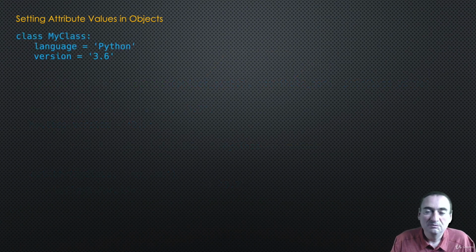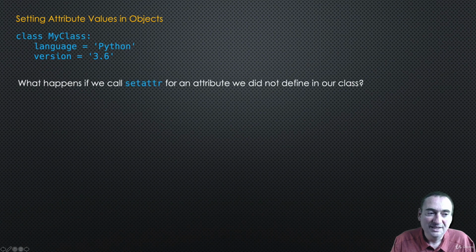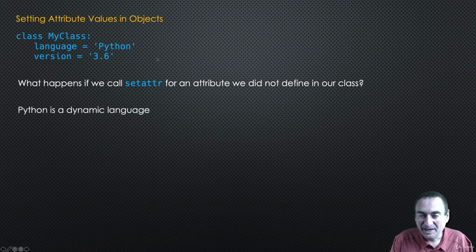So let's continue with setting attribute values in objects. Let's say we have this object here. And what happens if we try and call setAttribute for an attribute that doesn't already exist in our object, in our class? Well, Python is a dynamic language. Things are not set in stone. So just because I don't have a particular attribute in this object at this point in time when this was compiled, it doesn't mean that later on as my code is running, I cannot add and remove attributes from that object. I can. We've seen that many times before.